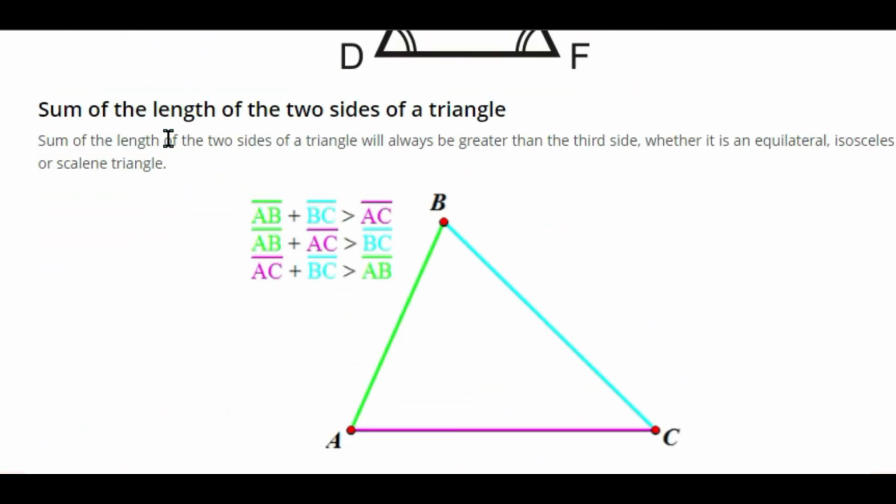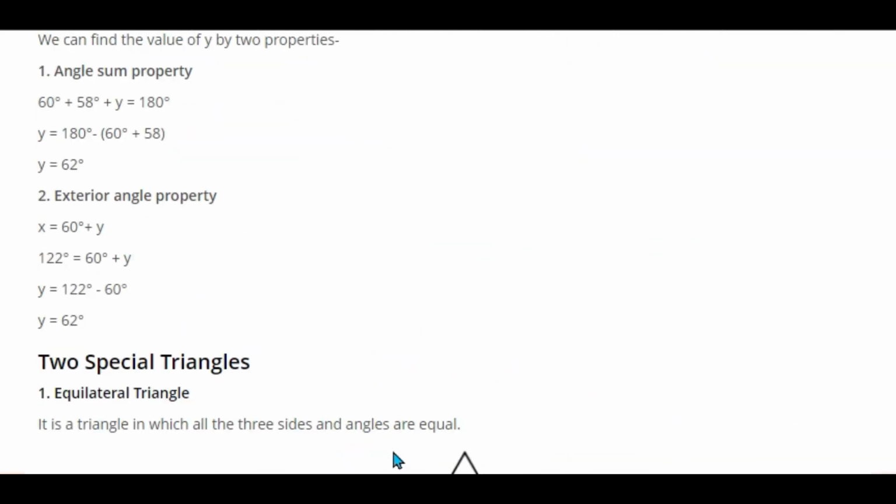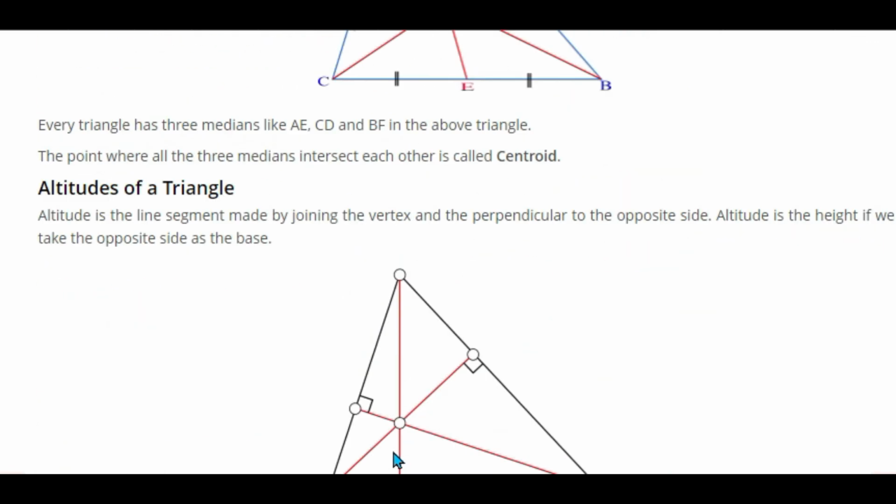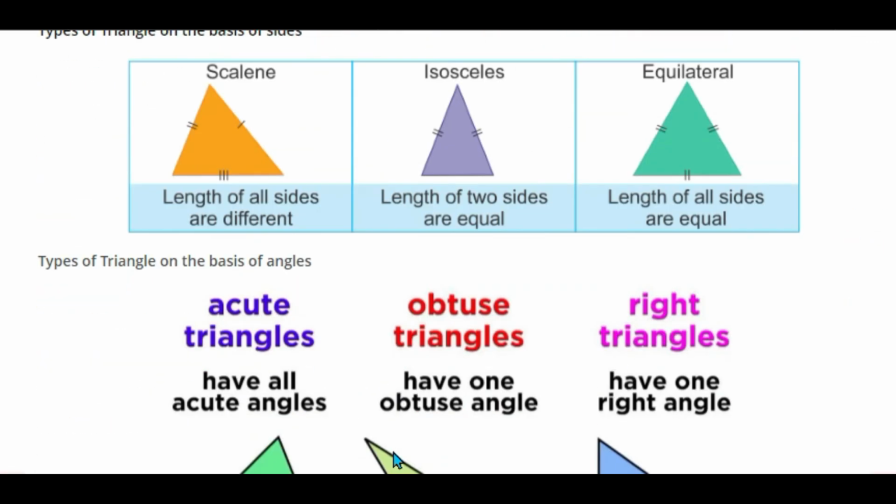Now next is the sum of the length of two sides of a triangle. That is a very important property, also known as the triangle inequality property. It shows that the sum of two sides of a triangle is always greater than the third side. In simple words, if you add any two sides of a triangle, their sum is always greater than the third one.